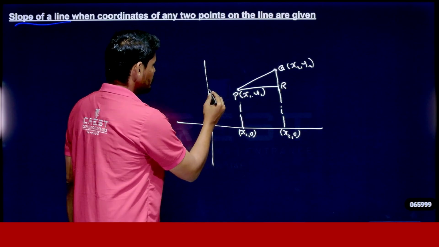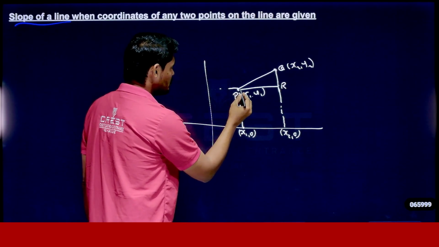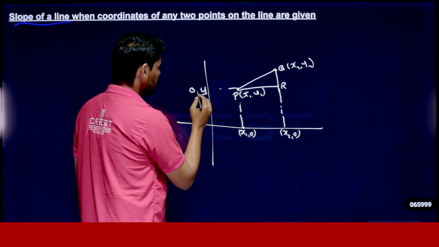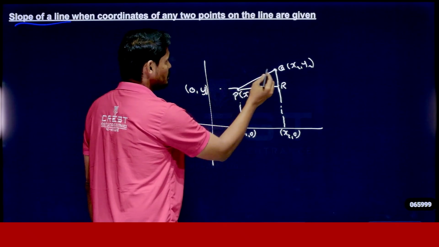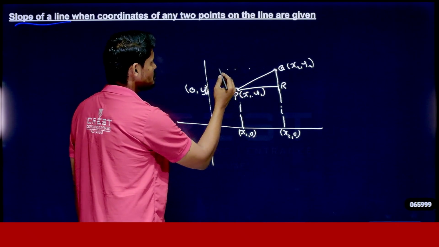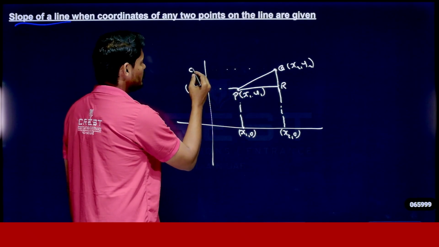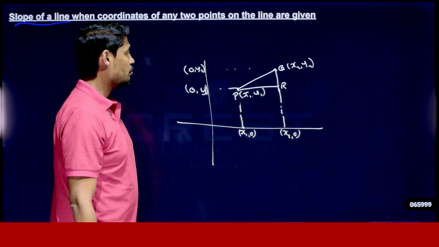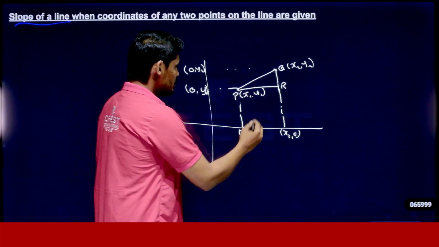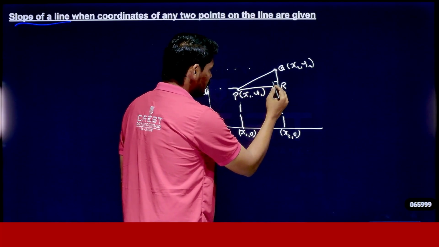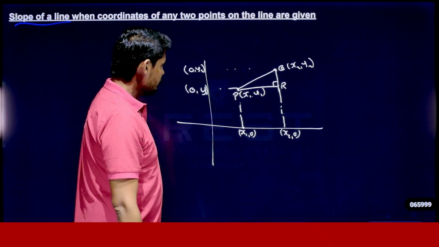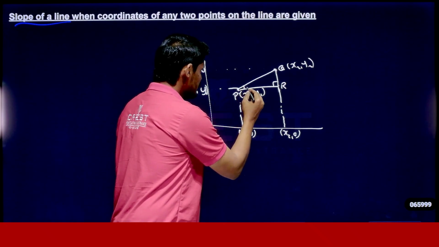And we know that this point is y1, or we can say (0, y1) because it is on the y-axis. This point is y2, we can say this is on the y-axis, it is (0, y2). And here we have a right angle triangle called PQR. And we suppose this angle is theta.